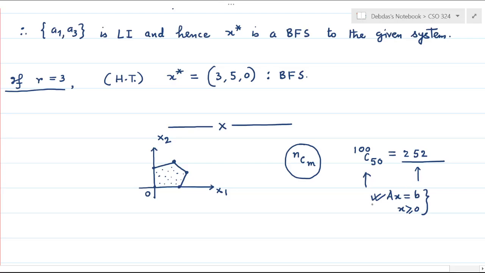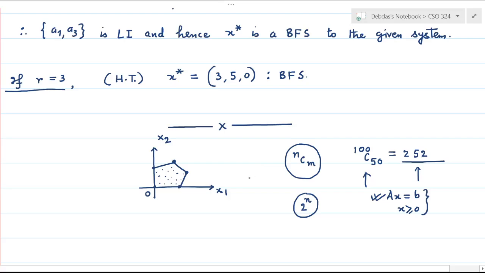This process will take exponential time. We can prove that some kind of 2 to the power n amount of time will be taken by this process of finding the vertices, finding the value of the objective function at the vertices, and then filtering out which one is the maximum. In this way, solving a linear programming problem is not practically suggested, or not possible either.